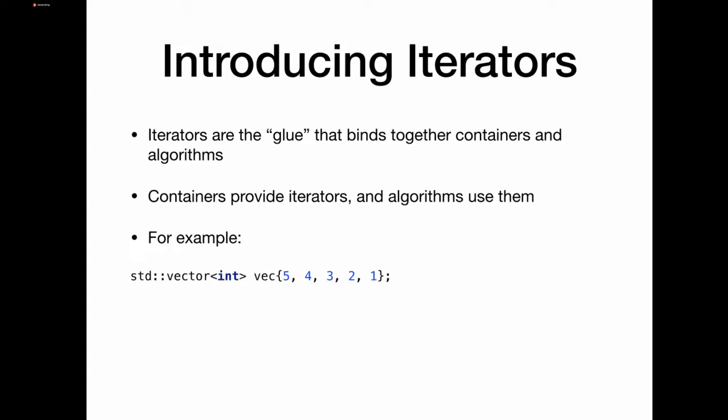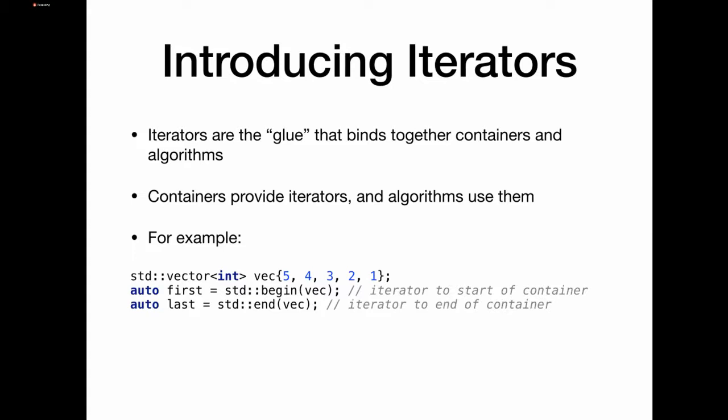So to give you an example, standard vector is a container. We get an iterator to it. We'll go into this in a bit more detail in a minute. We get an iterator to the beginning of the vector. We get an iterator to the end of the vector. And then we sort. We pass these iterators to the standard algorithm. The algorithm doesn't know about standard vector. It just works on the iterators.